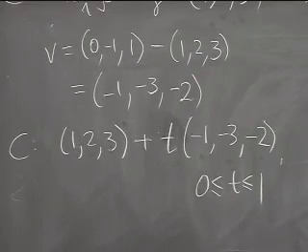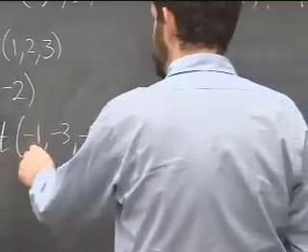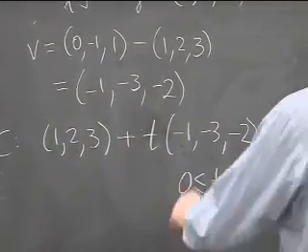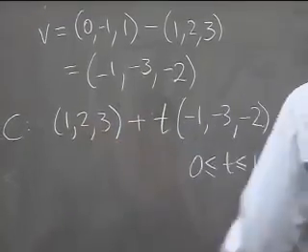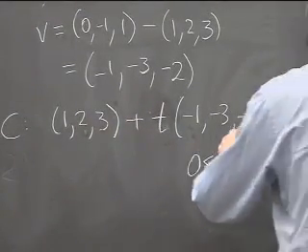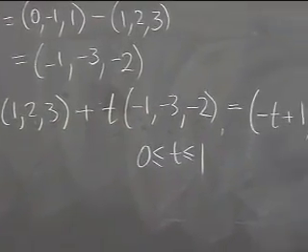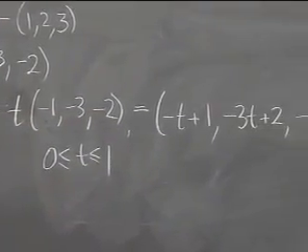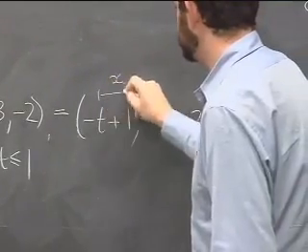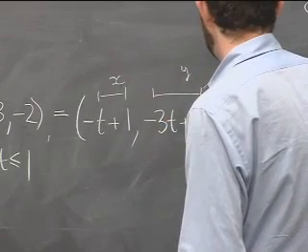Now let's amalgamate this into one vector. It's going to be minus t plus 1, it's going to be minus 3t plus 2, and it's going to be minus 2t plus 3. Shame about all those minus signs, but there you go. Okay, this is x. This is y. And this is z.